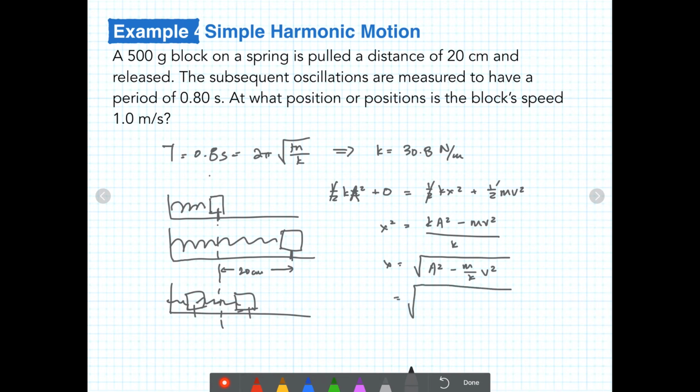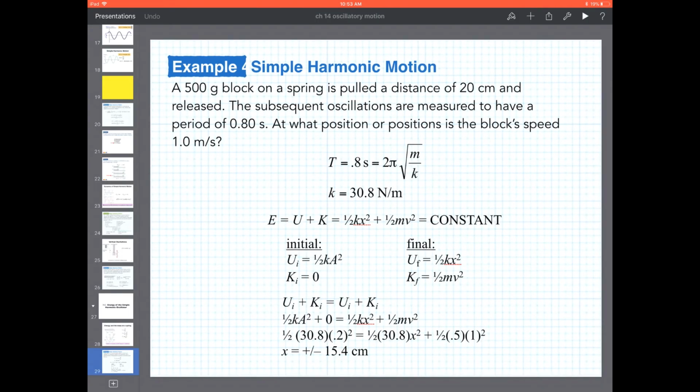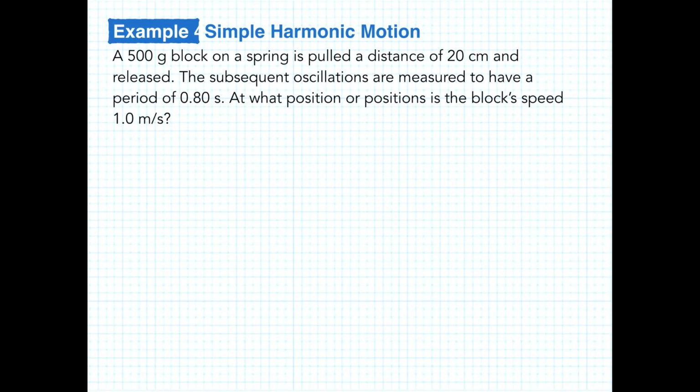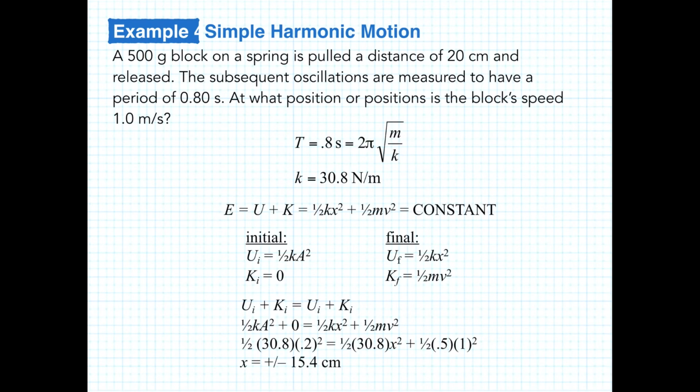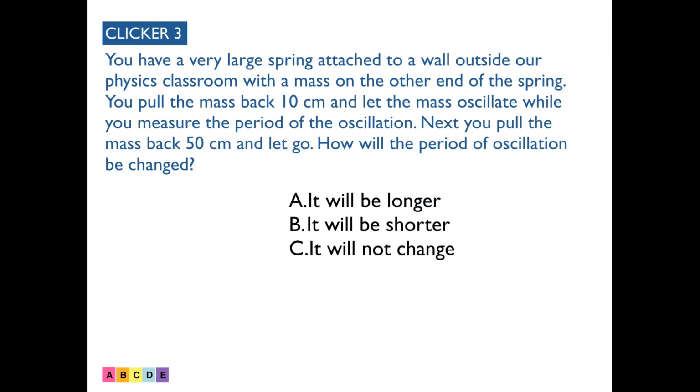We plug in our numbers, and this is why we needed k. Our amplitude was 20 centimeters. We know the answer is going to be less than that because that's our maximum, so we end up with something that's 15.4 centimeters. And it's plus or minus because it can be on either the stretched or compressed side. Okay, so let's try this out. Pause, and think about this one.